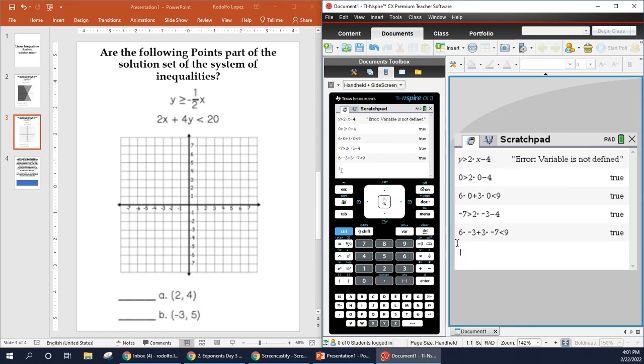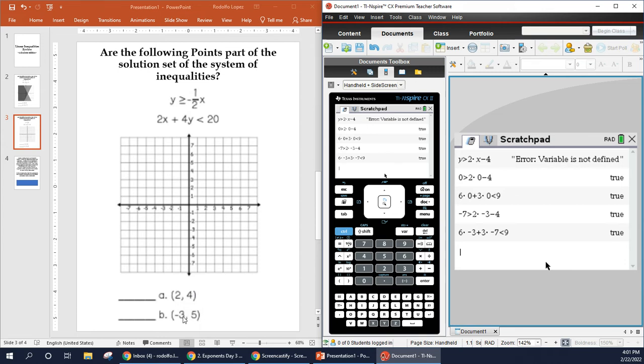So here we have another system of inequalities. Why don't you give this a try? Are these points part of the system solution set? Plug in your x and your y into both, and see if they're both true. If they're both true, then (2, 4) is part of our system, part of our solution set.